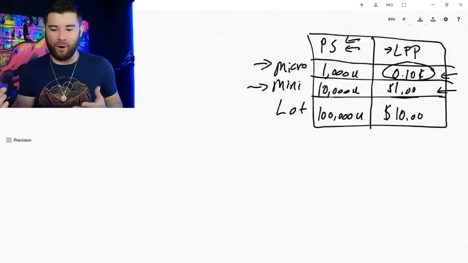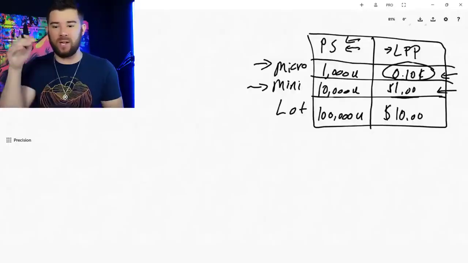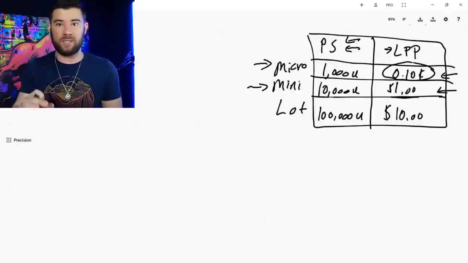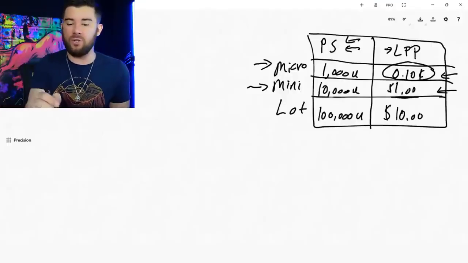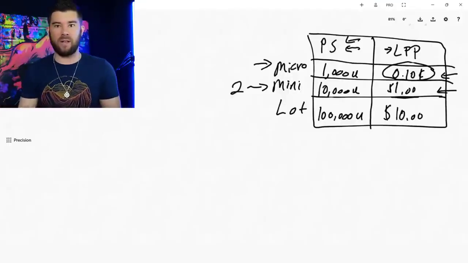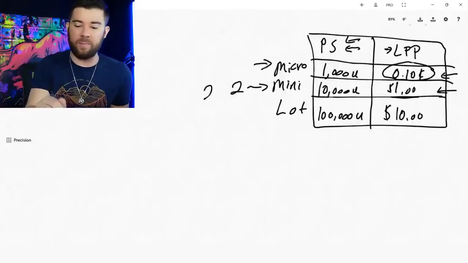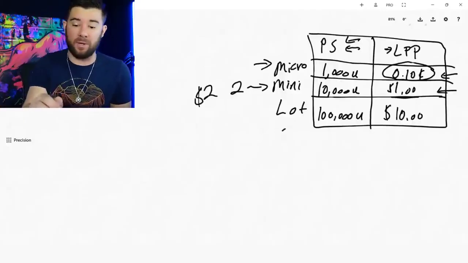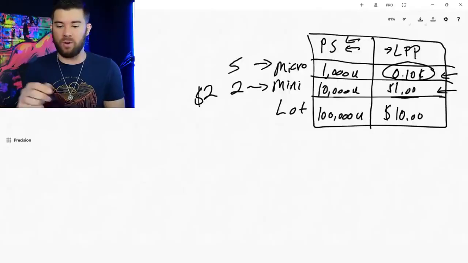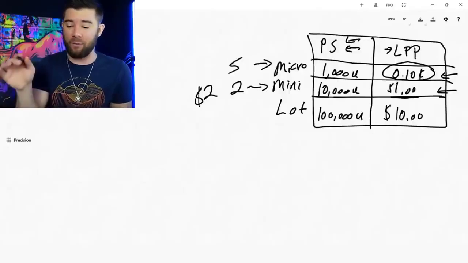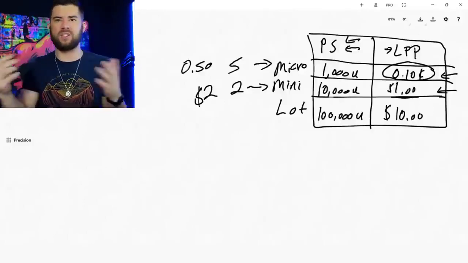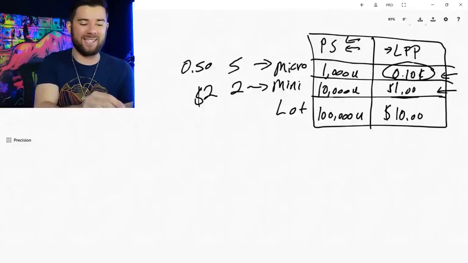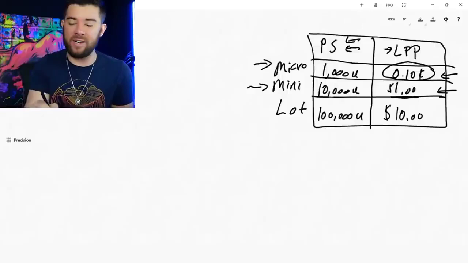The cool thing about all these is your brokerage should not only allow you to trade with these specific lot sizes, but it should allow you to multiply them by whatever you want. So you should be able to do 2 mini lots, which would mean what? That would mean every pip would be worth $2. You should be able to do as many micro lots as you want. Let's say 5. That would mean every pip would be worth 50 cents. So on and so forth. Hopefully that makes sense.